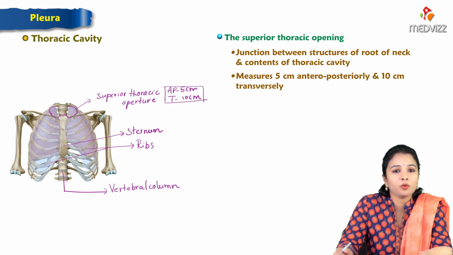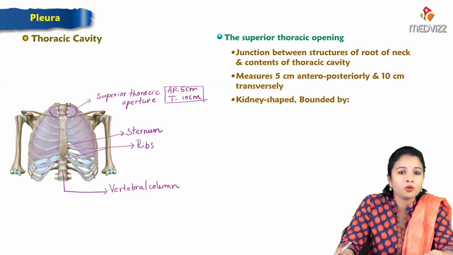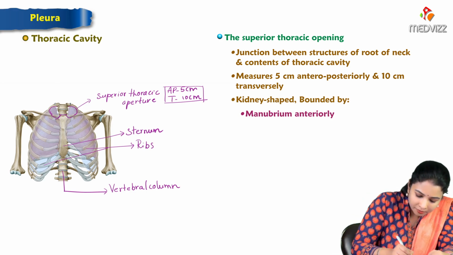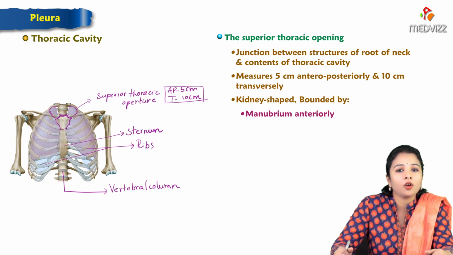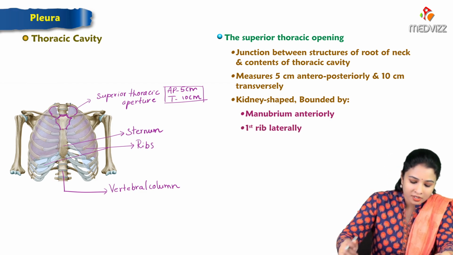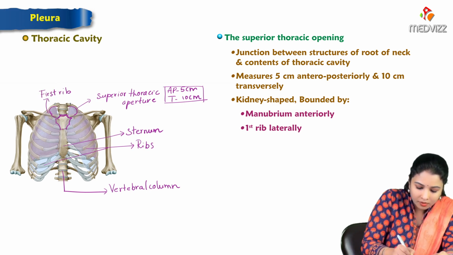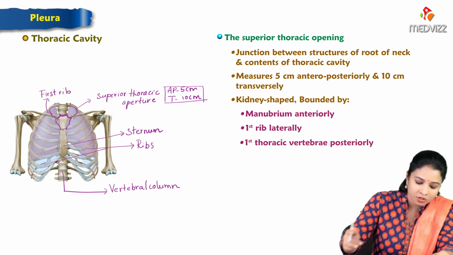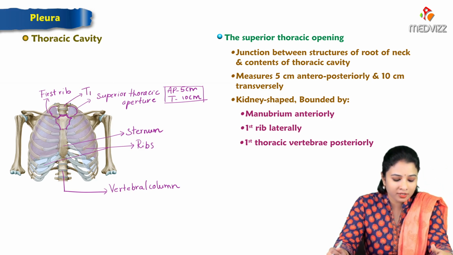If you see the shape of the superior thoracic aperture, it is almost kidney shaped and it is bounded by the manubrium sterni. So here is the manubrium. The upper boundary of the manubrium forms the anterior boundary, and on each side it is bounded by the first rib, which is present laterally on each side, and the first thoracic vertebra posteriorly. These are the boundaries of the superior thoracic aperture.